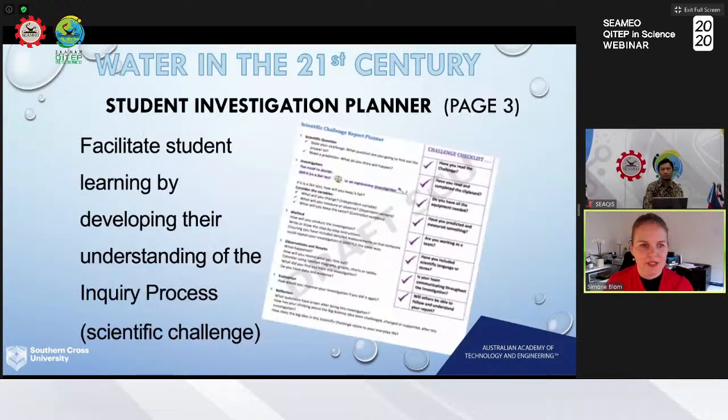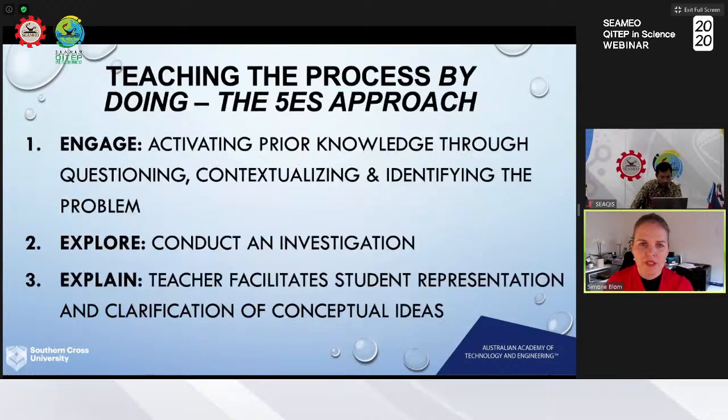I'll talk about that in just a minute, actually. So this is, again, that student investigation planner. So we do this using the 5 E's approach, and this is just one approach to science and STEM education. And that's the approach that we've adopted through this module. Engage is about not just getting students hooked in or interested in the topic, but it also activates their prior knowledge through questioning, contextualizing, and identifying a problem.